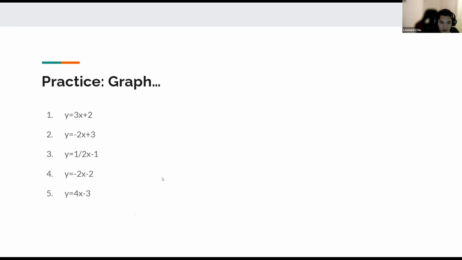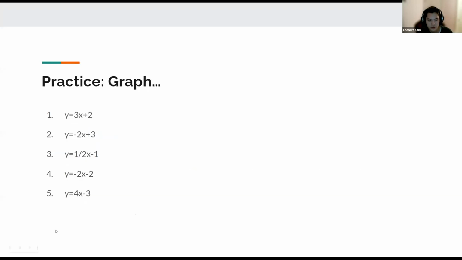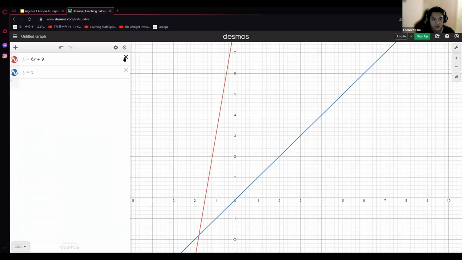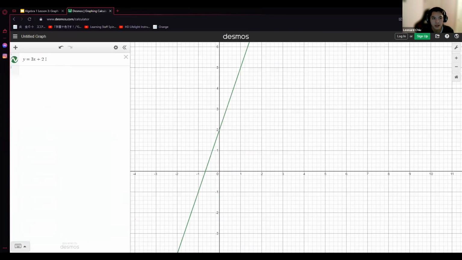All right, so we're just going to stop right here. It's okay if you didn't finish. I'm going to show you the graphs on Desmos. For some reason, my computer is not working. All right, there you go. So really quickly, y equals 3x plus 2. You can see that the 2 right here is the y-intercept.